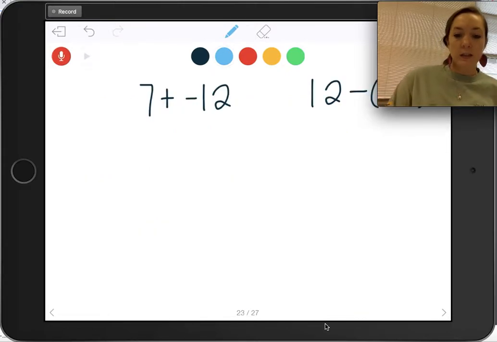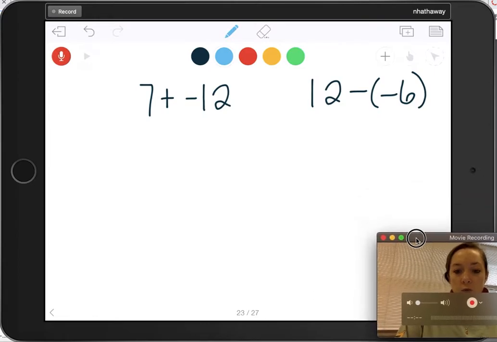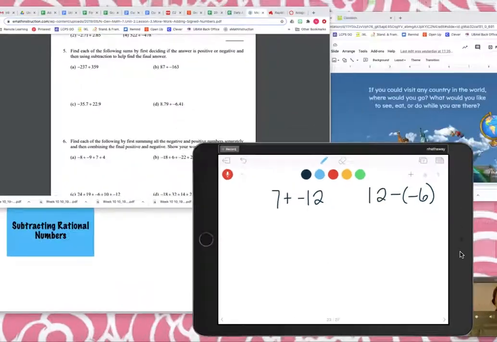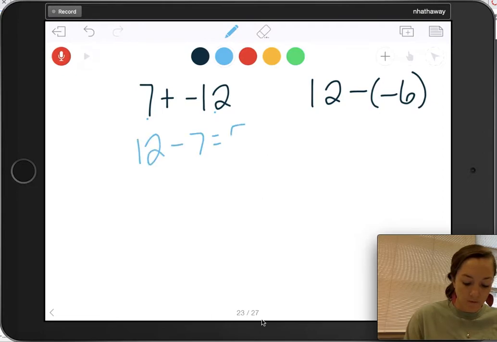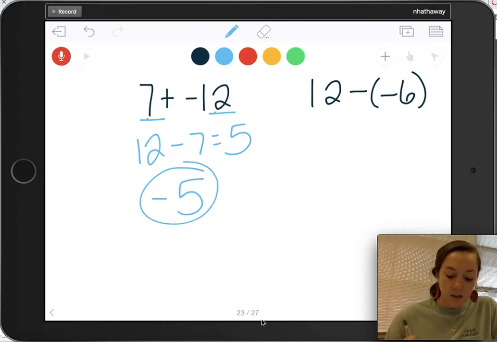So let's quickly review these examples. We have 7 plus negative 12. Are these the same sign or a different sign? They're a different sign, so I know that I'm going to subtract: 12 minus 7 is equal to 5. And which number is bigger, 7 or 12? 12. So the answer is negative 5.